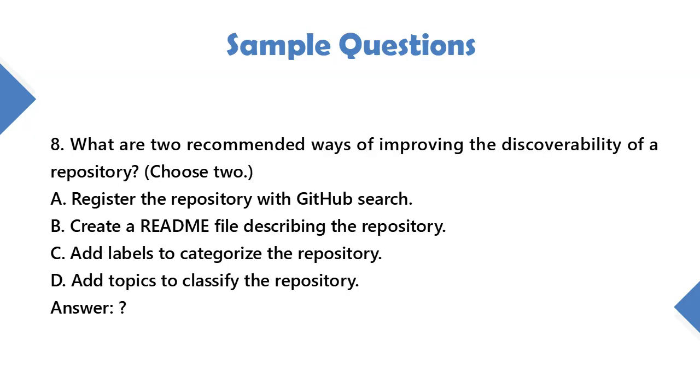8. What are 2 recommended ways of improving the discoverability of a repository? Choose 2. A. Register the repository with GitHub Search. B. Create a README file describing the repository. C. Add labels to categorize the repository. D. Add topics to classify the repository.